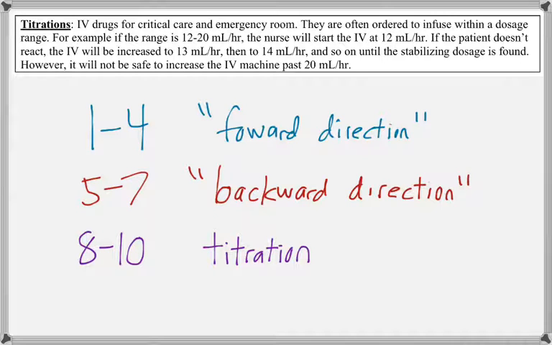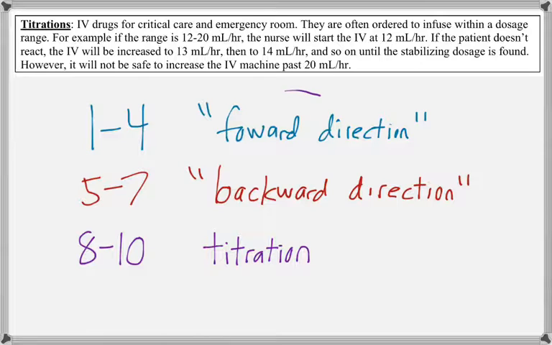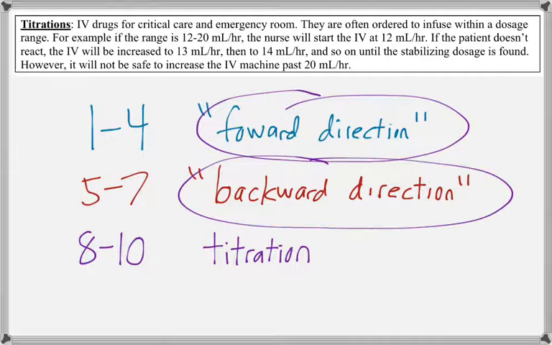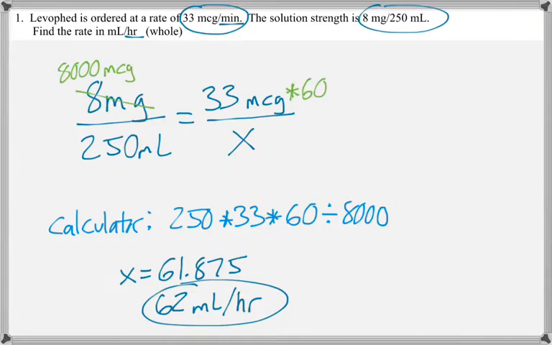Questions 1 through 4 were the forward direction, and questions 5 through 7 were the backwards direction. So now we're on to questions 8 through 10, which are the full titration questions. These combine both the forward direction and the backward direction into one question. So there's a lot going on here.